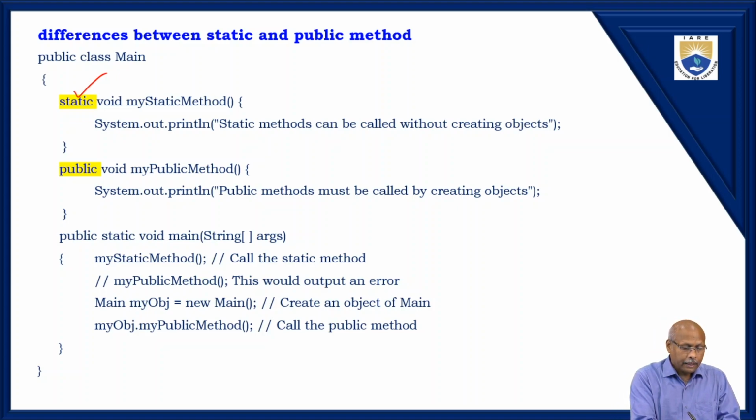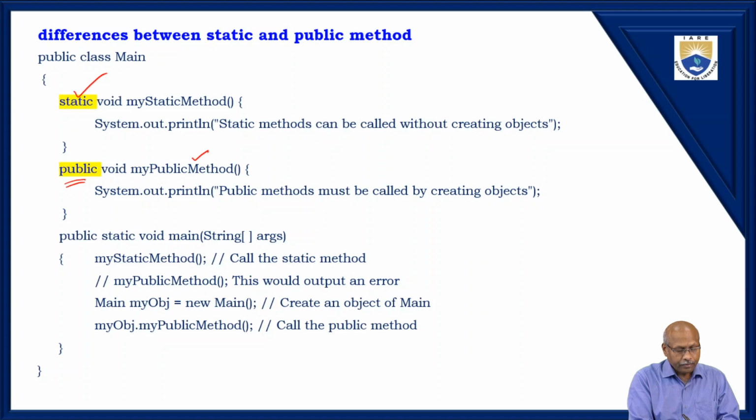Similarly, if I write public, public says what? It is accessible everywhere. But it is not a class variable. For every instance, you will have a separate copy, whereas for static, for every instance, only one copy will be there. So that is the difference between static and public. Public tells about where I can access. Static tells about how many copies are there, whether a single copy or multiple copies.